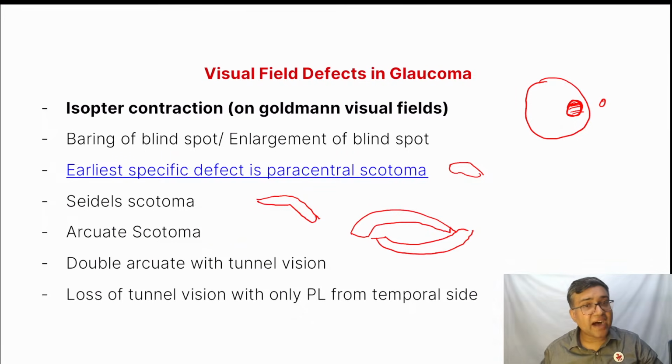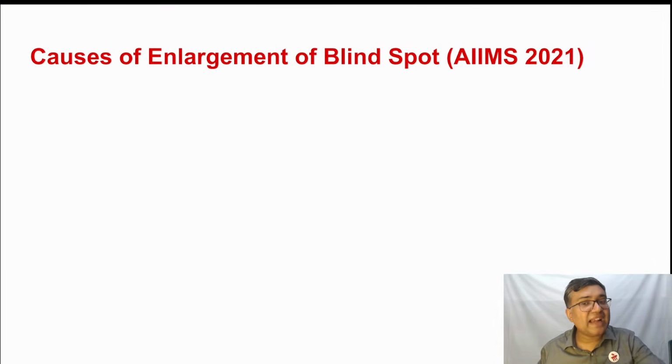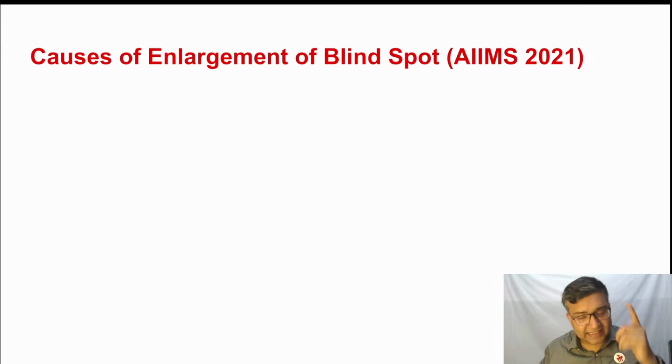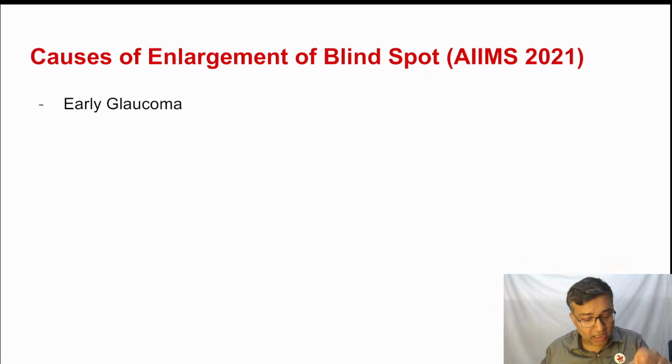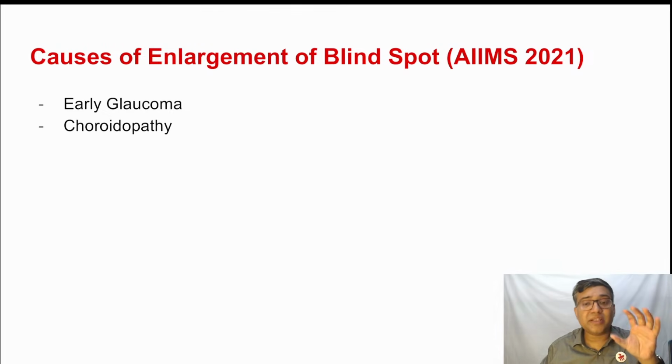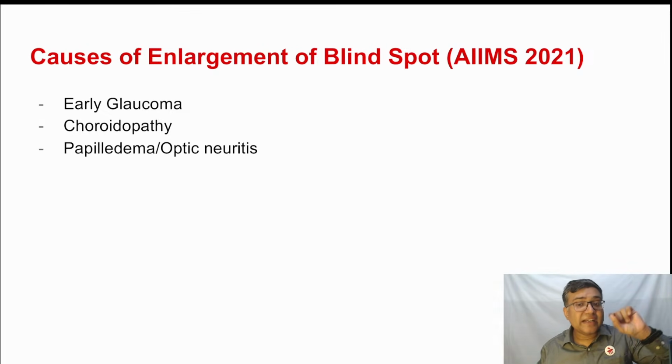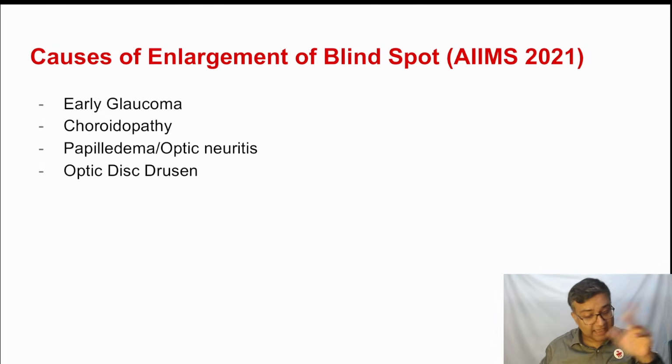Now the next question they have asked is regarding the causes of enlargement of the blind spot. This was, remember, an AIIMS 2021 question. So enlargement of blind spot, as I told you, can be seen in early glaucoma, but it can also be seen in patients who have a choroid inflammation like choroidopathies, and it can also be seen in optic nerve disorders like papilledema or optic neuritis. And even if there are deposits in the optic nerve head that are called optic nerve head drusen, as well as in the patients with medullated nerve fibers.